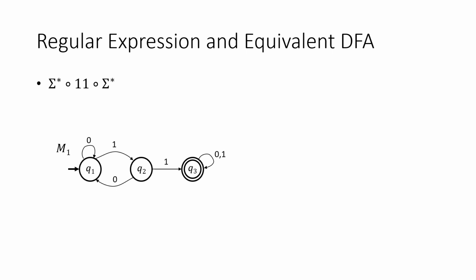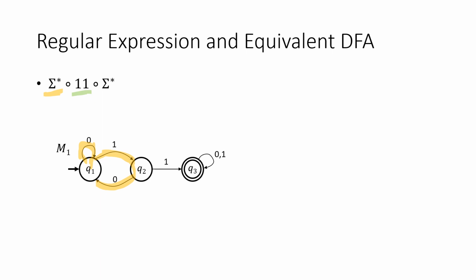The last example that I had on the previous slide is equivalent to the DFA that we talked about earlier in this video. Sigma star concatenated with 11 concatenated with sigma star. Let's take a look at why this DFA is equivalent. First, I have sigma star. So that means 0 or 1 repetitions of any number of strings with 0 and 1. I have 0, and as long as I'm reading 0, I will stay in Q1. And then if I read 1 and then 0, I will go back to Q1.